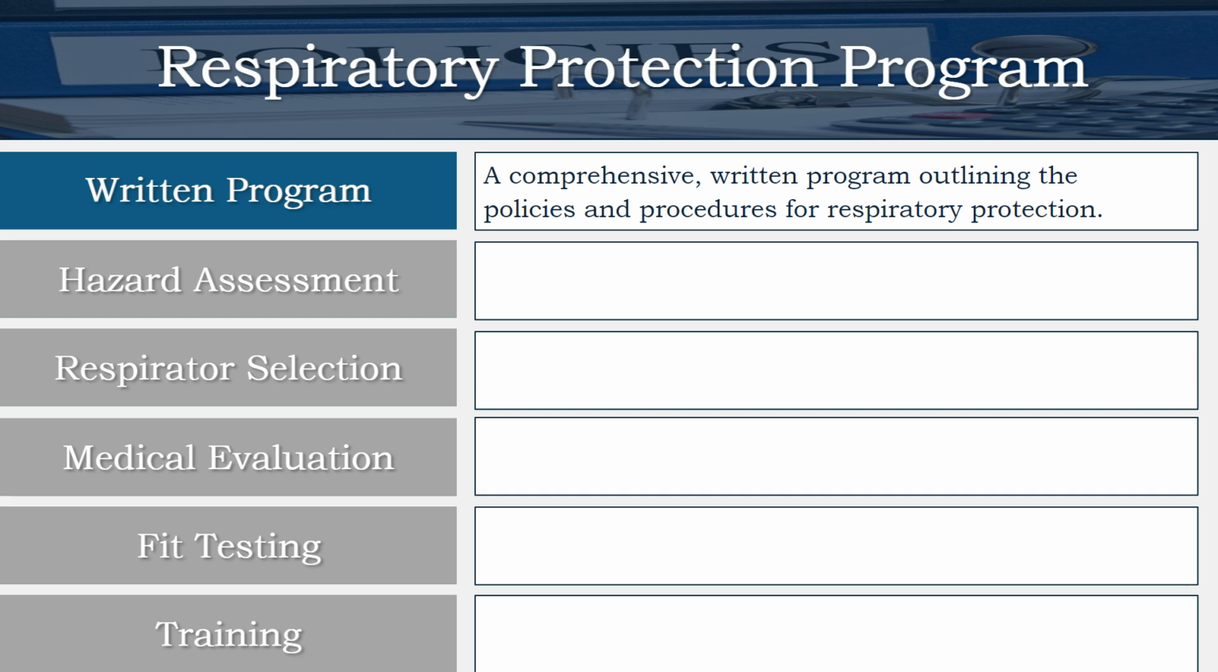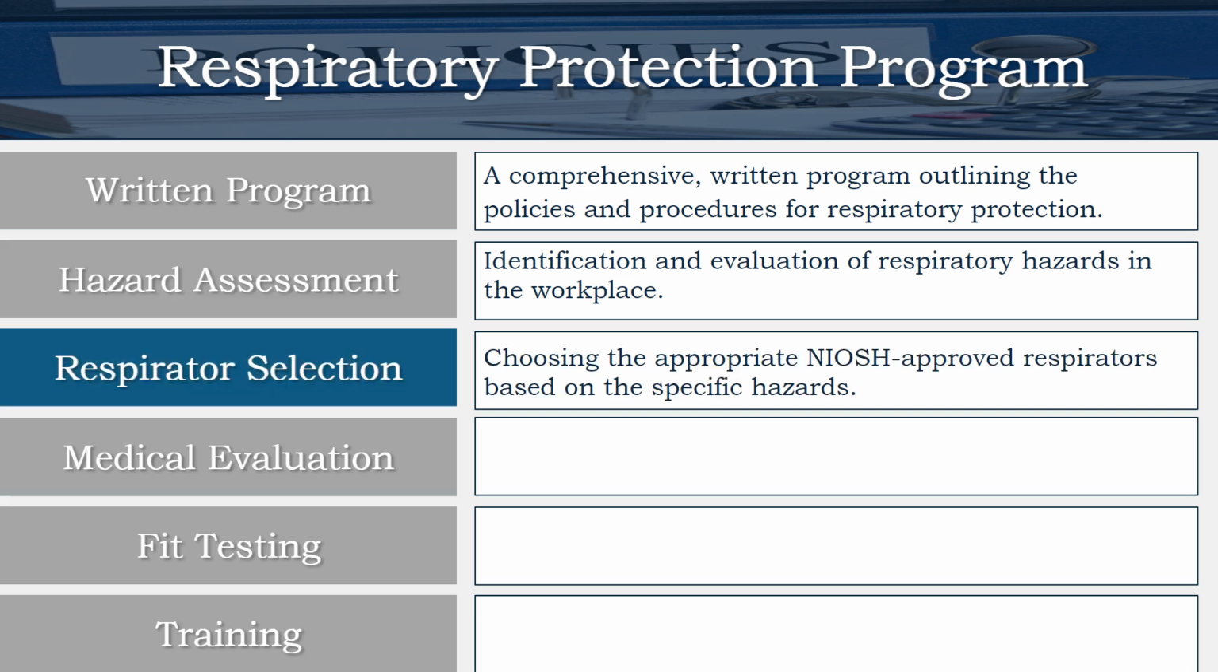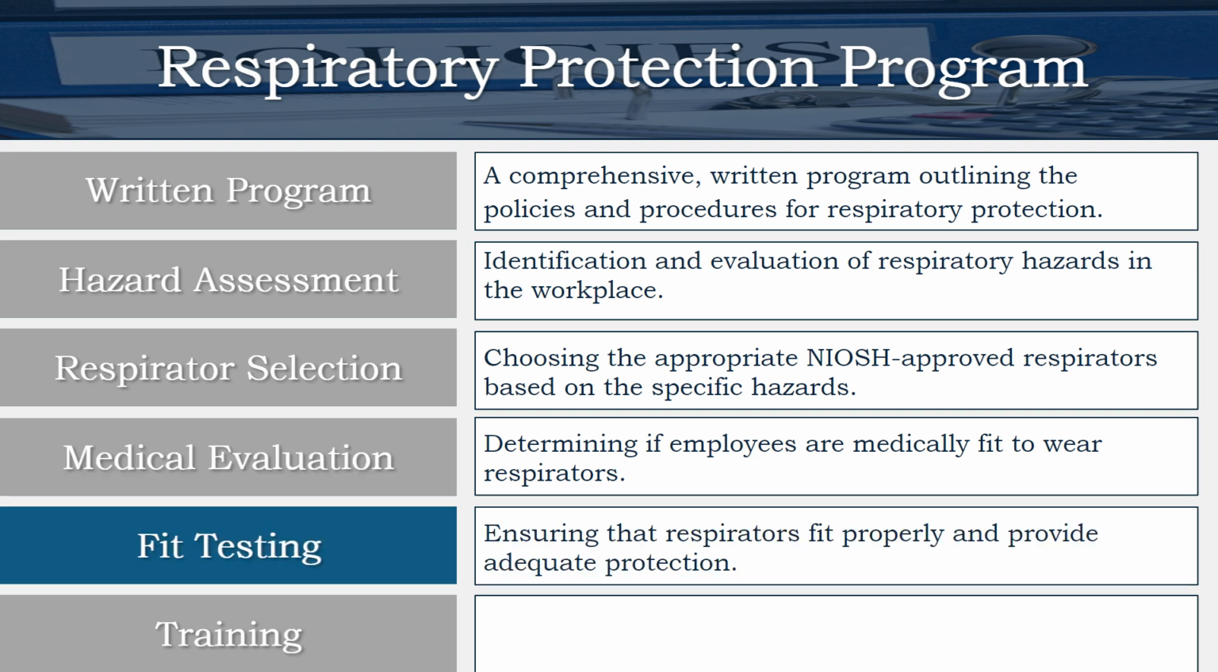A comprehensive, written program outlining the policies and procedures for respiratory protection. Hazard assessment. Identification and evaluation of respiratory hazards in the workplace. Respirator selection. Choosing the appropriate NIOSH-approved respirators based on the specific hazards. Medical evaluation. Determining if employees are medically fit to wear respirators. Fit testing. Ensuring that respirators fit properly and provide adequate protection.